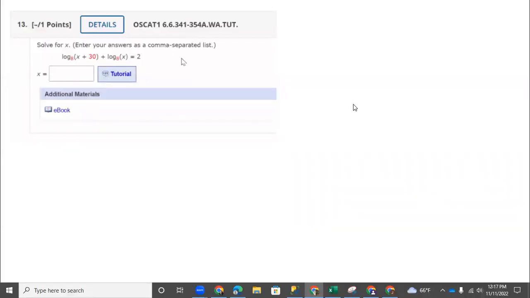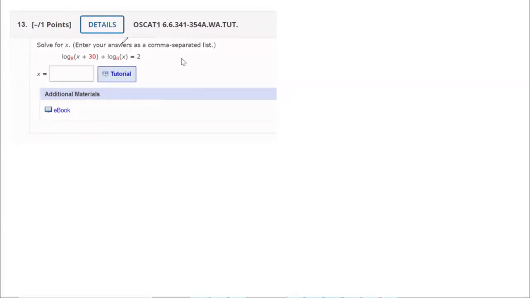Okay, so we're doing example number 13 and 14. Similar to what we have done before, you need to check how many logs are on both sides. You have 2 logs here, no log here. So this is a combination of situation 3 and situation A. Situation C means you have multiple logs on one side of the equal sign. You need to combine them first.